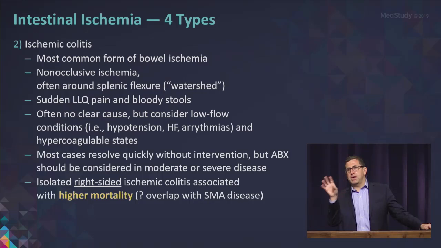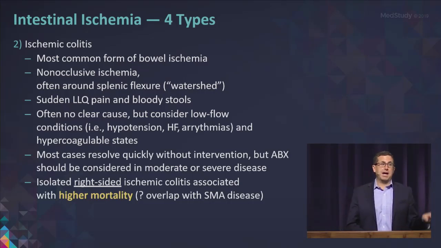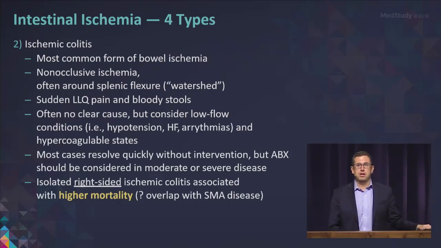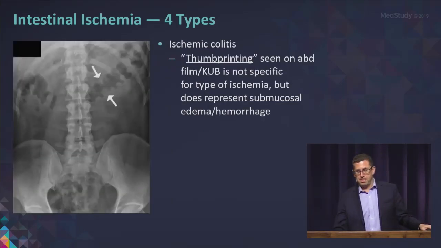I should note that if you see isolated right-sided ischemic colitis, studies have shown that has a higher mortality than other areas of ischemic colitis. And the reason for that is there actually may be distal SMA disease. So it's almost like an offshoot of mesenteric ischemia involving the distal SMA branches. So the mortality for that is higher.